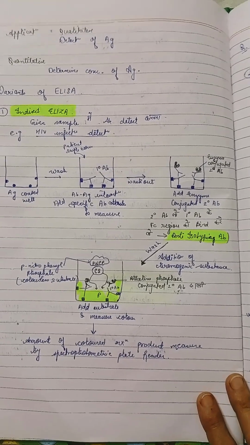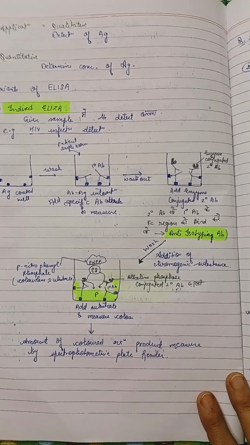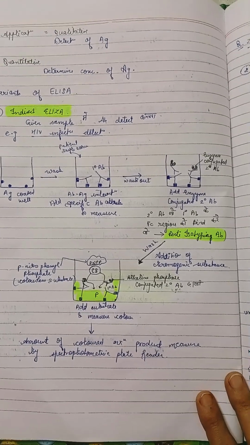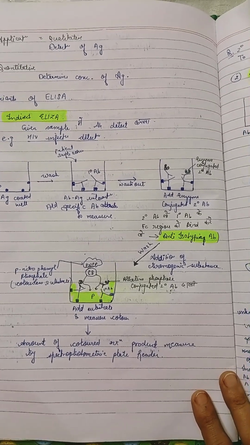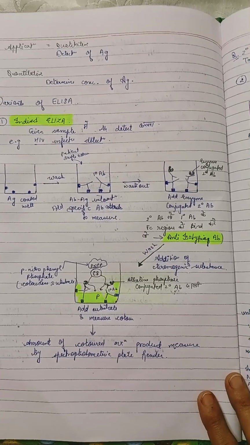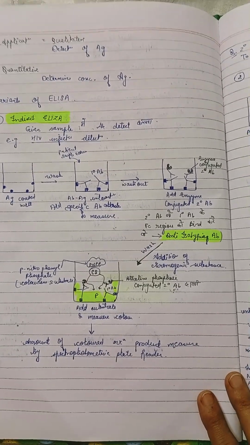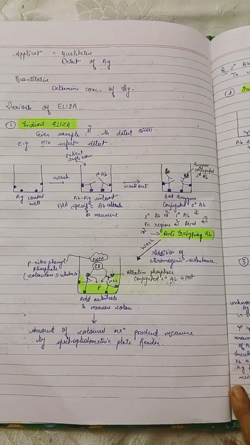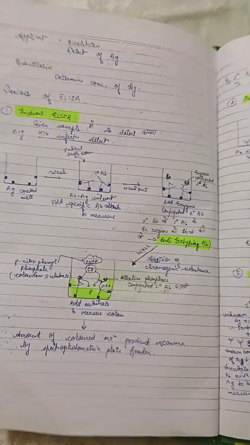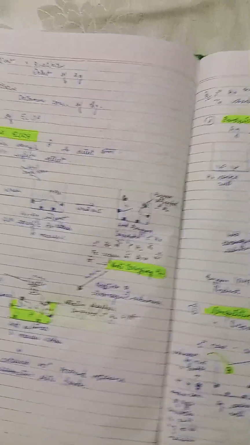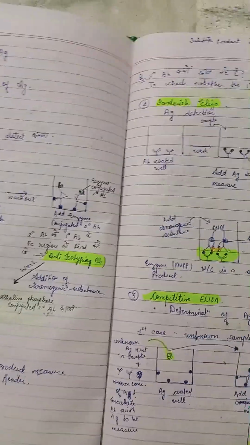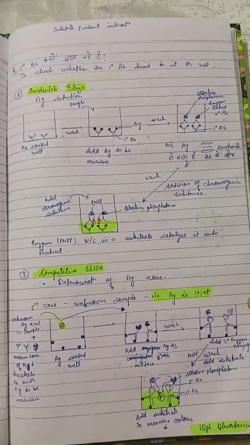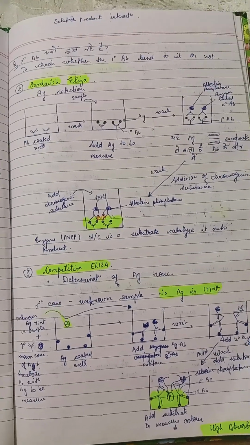Now, addition of a chromogenic substrate, for example PNPP, para nitrophenyl phosphate, which is a colorless substrate. When it is linked with the enzyme, it gives a product which shows color, so you can measure the amount of color. The amount of colored reaction product is measured by a spectrophotometric plate reader. Spectrophotometry works on the principle of absorbance, so the higher the absorbance, the greater the concentration. The purpose of adding the secondary antibody is to check whether the primary antibody binds or not.